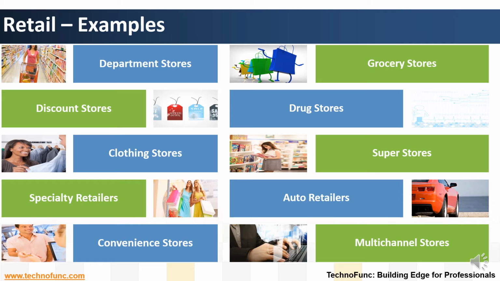Superstores. Superstores are very large supermarkets or shops selling household goods and equipment. Auto retailers. A car dealership or vehicle local distribution is a business that sells new or used cars at the retail level. Multi-channel stores. An e-commerce selling strategy that targets customers on various channels including a company's website.